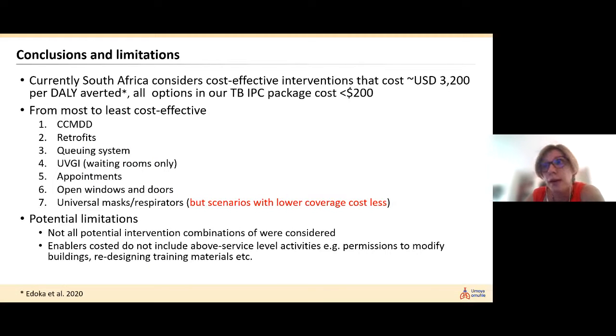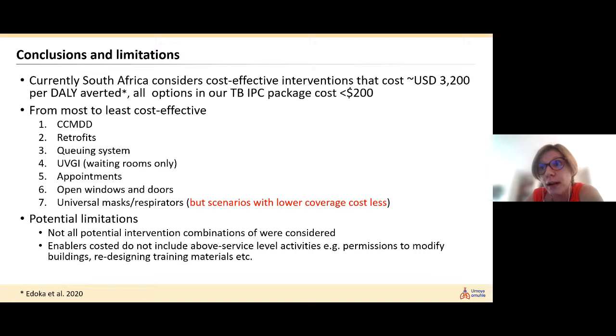So to conclude, at the moment, South Africa's opportunity cost-based willingness to pay threshold is estimated at approximately $3,200 per DALY averted, and the most expensive intervention that we model only costs about $151 per DALY averted. So the recommendation to the South African DOH would be to consider implementing all of these interventions and enablers.